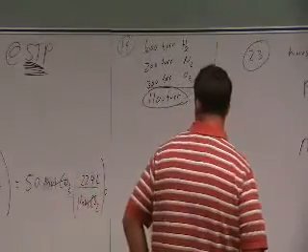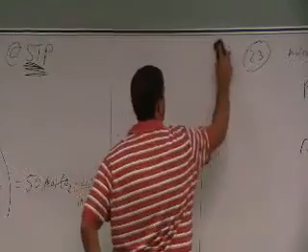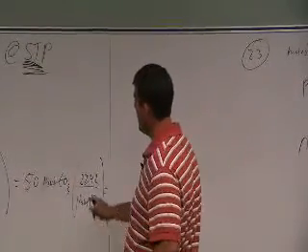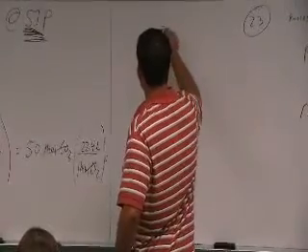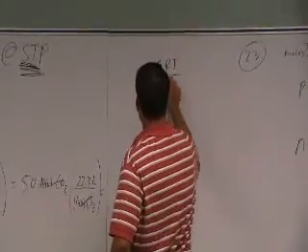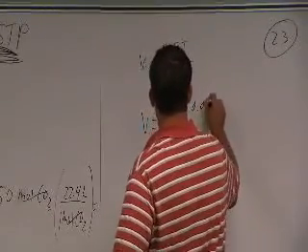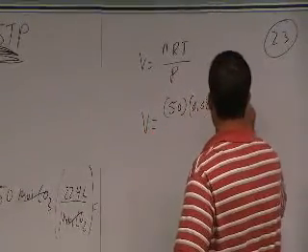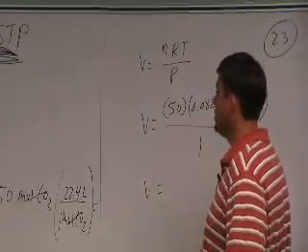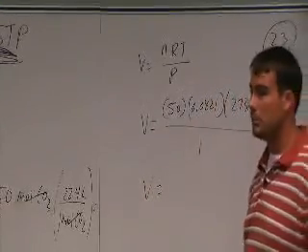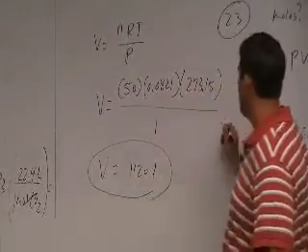Now what she's talking about is she says that what she did was as follows. She is looking for a volume, so that's going to be nRT all over P. The number of moles is 50, 0.0821, 273.15, 1. What's she going to get there? 1,120.